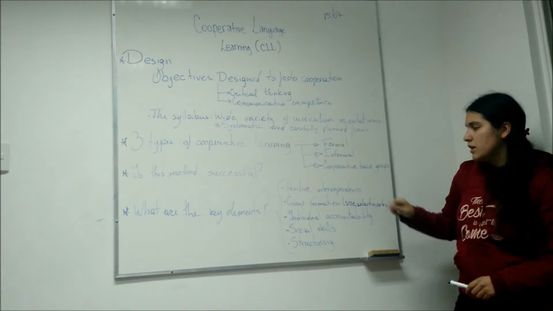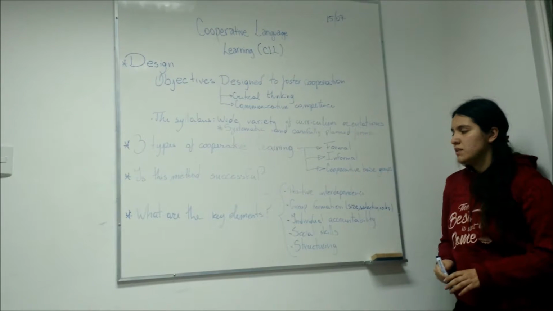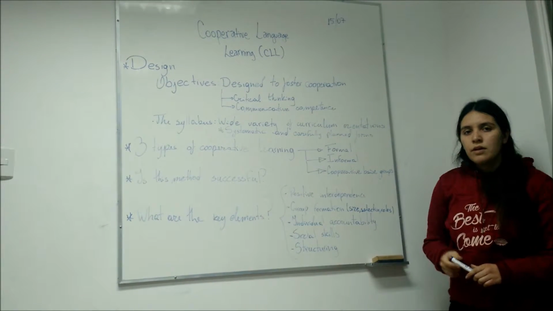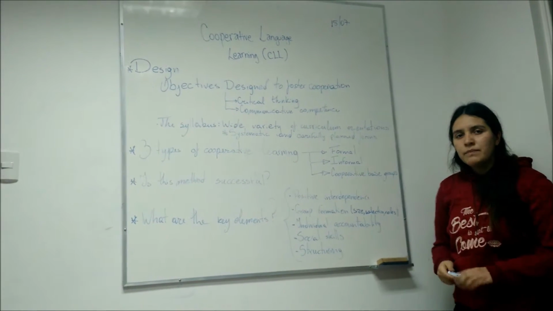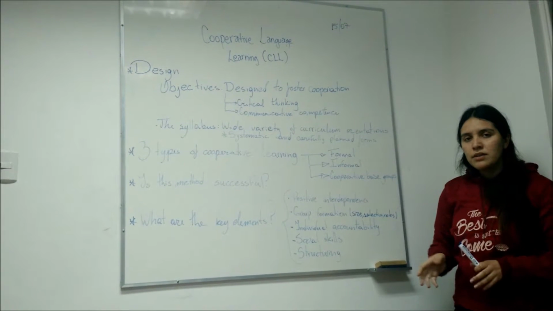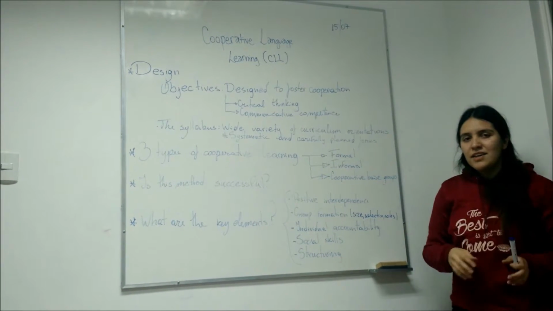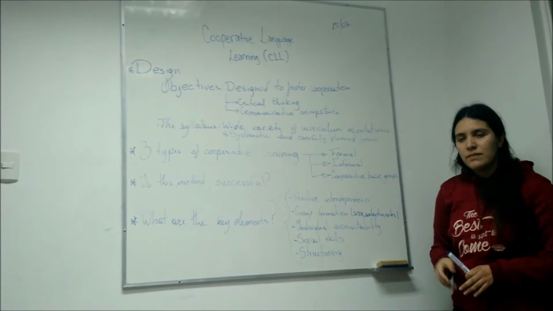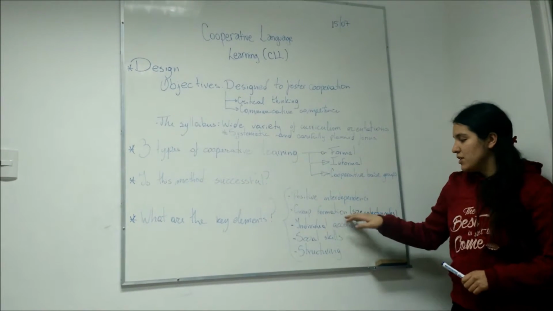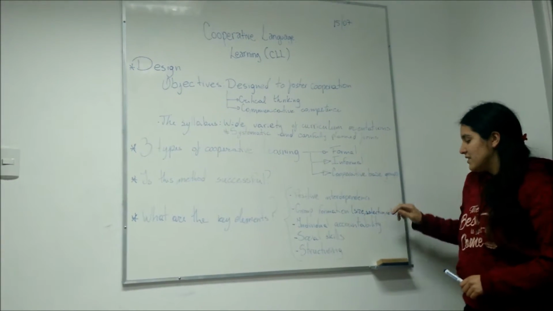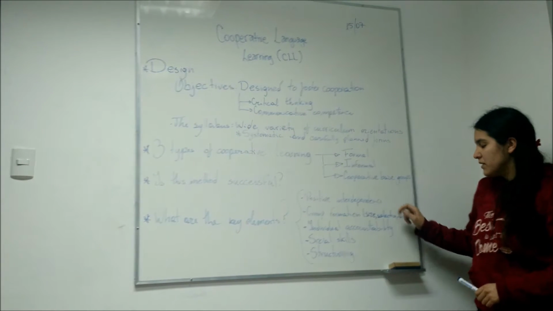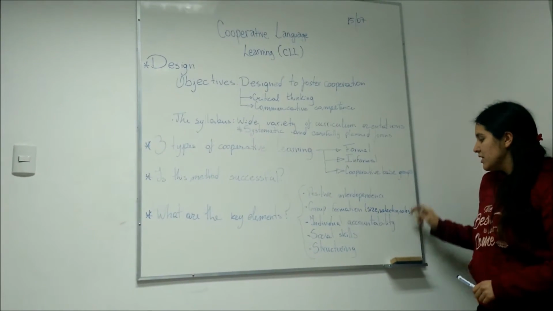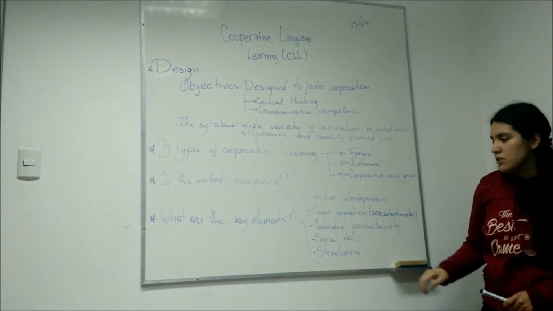The first one is positive interdependence. That is related to the slogan, one for all and all for one. That means that everybody is going to suffer something and everybody is going to learn something. The next one is group formation. That means the size, the selection, and the roles: the size of the group, how the students are selected, and the roles of every student.